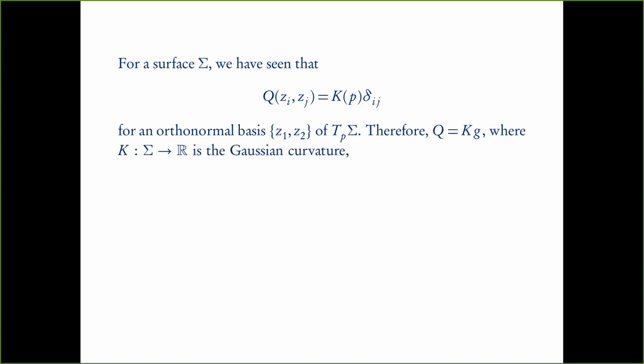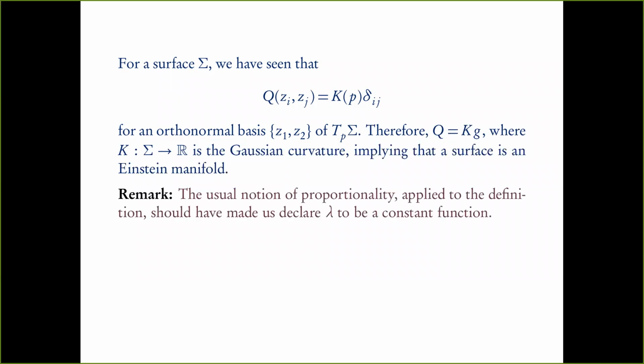So according to this definition, a surface is an Einstein manifold because the function lambda can be taken to be the Gaussian curvature. So the remark that I wanted to get to is that the usual notion of proportionality in a common man's sense or a street sense is that lambda should be a constant, because you typically talk about the constant of proportionality. It turns out that this seemingly weaker definition, where lambda is potentially a function, not necessarily constant, is actually not that weak.